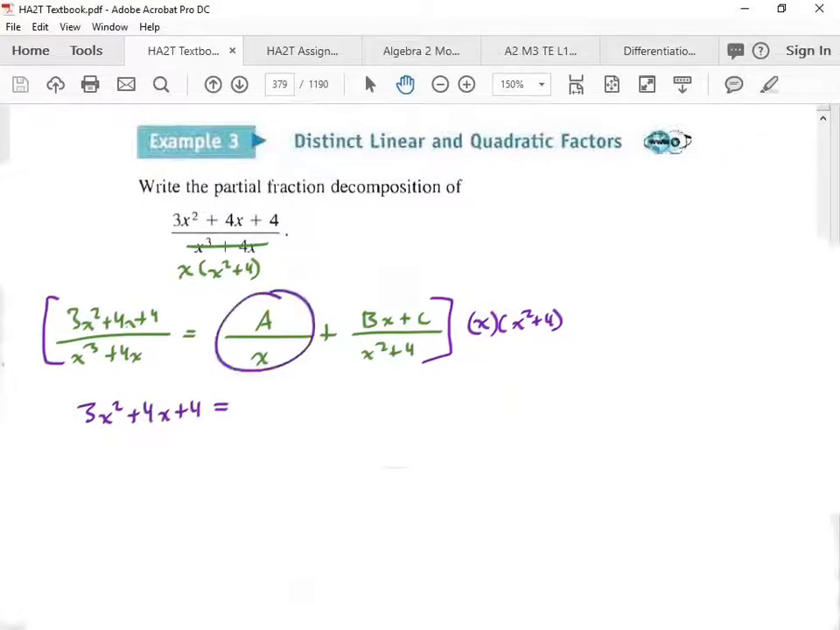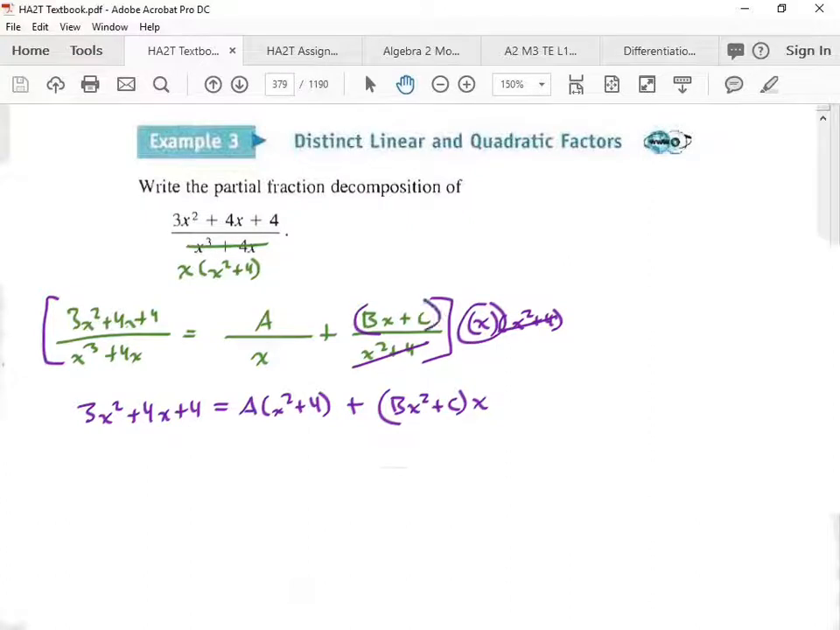Now, if I multiply this times that, the x's would cancel out, and you would get A times x squared plus 4. Plus, now this one times this one, in which case these would cancel out, and you'd be left with Bx plus C times x, because the x has to multiply these. Oh wait, sorry, why did I put that x squared? I jumped the gun there. I was trying not to write that yet.